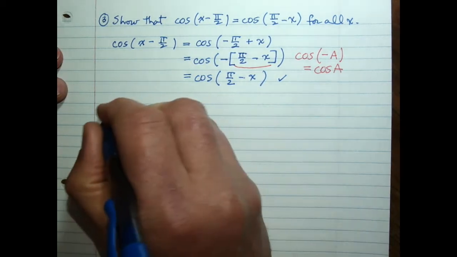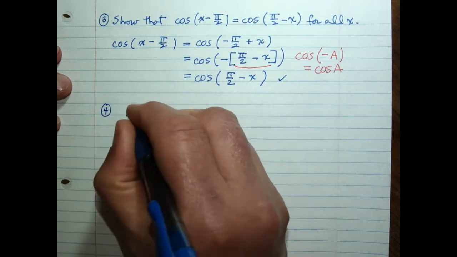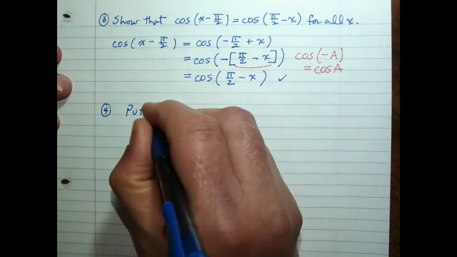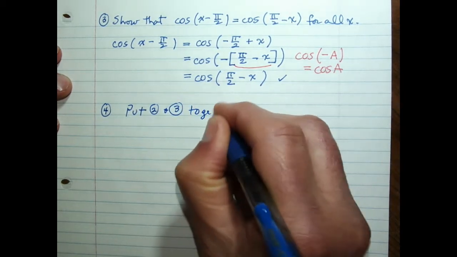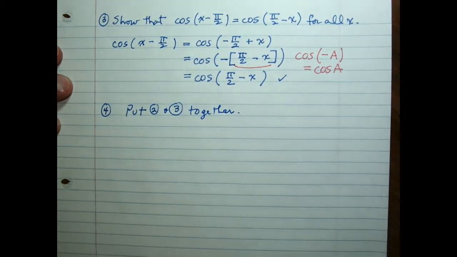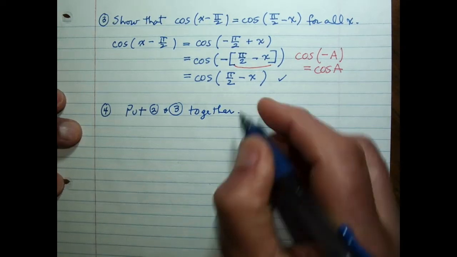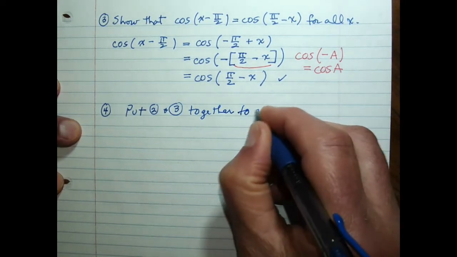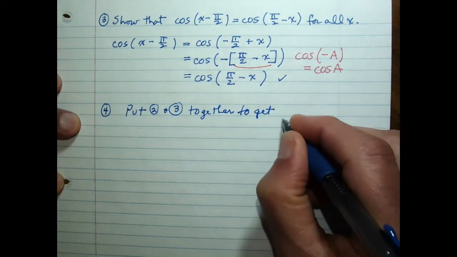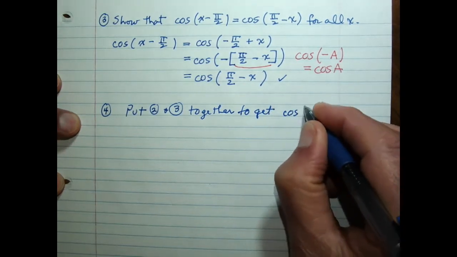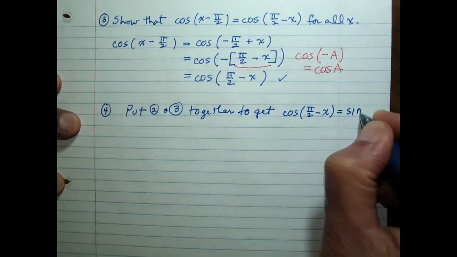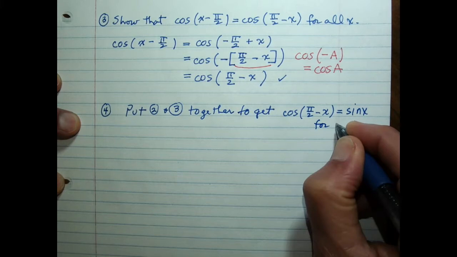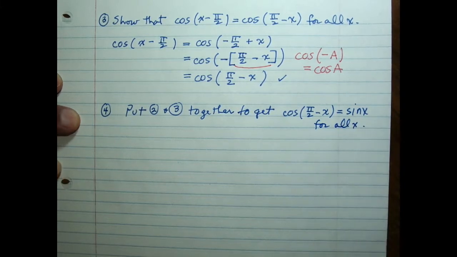And now, number 4, I'm going to put 2 and 3 together to get, this is what I want. Cosine of pi over 2 minus x equals sine x for all x. Okay, so let's see, what did we do?